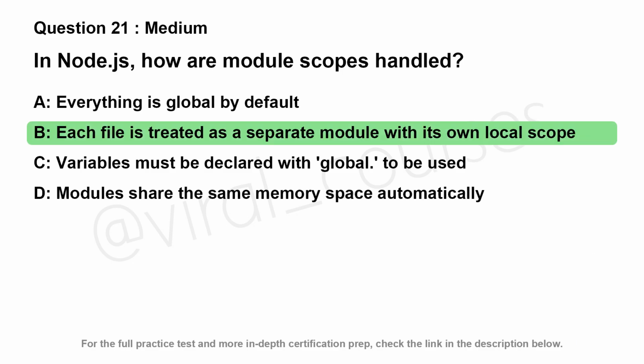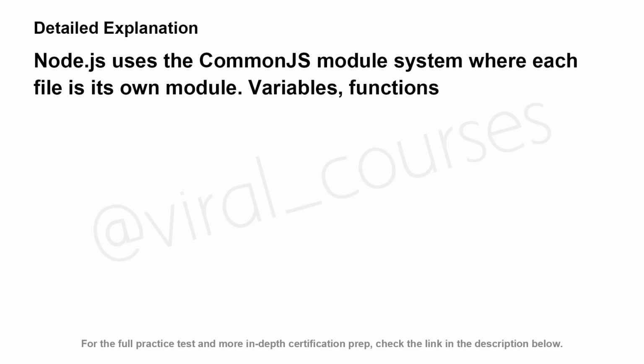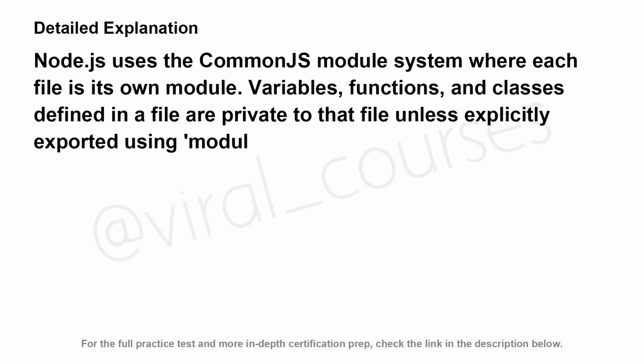The correct answer is B. Node.js uses the CommonJS module system where each file is its own module. Variables, functions, and classes defined in a file are private to that file unless explicitly exported using module.exports or exports.